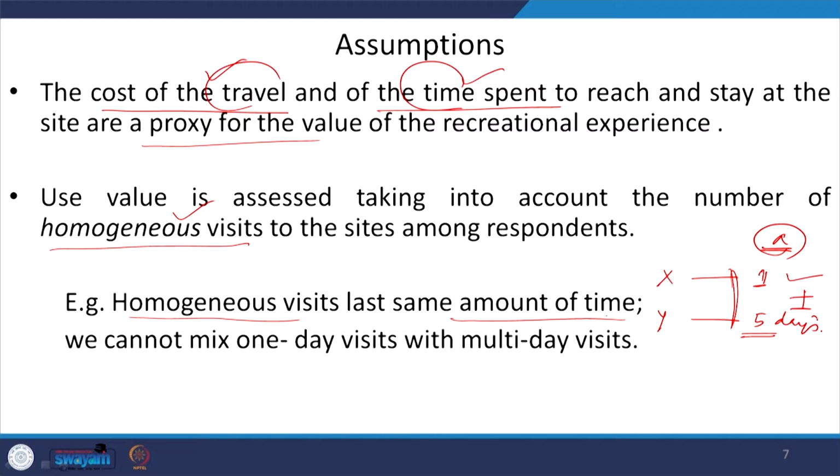So, in order to estimate the value of this particular recreational site, we cannot mix the number of visits with respect to homogeneous visits and heterogeneous visits. We need to only take into account the homogeneous visits. So, whosoever is spending only one day at this site, we are taking into account for our analysis only. We cannot mix one day with multiple days visit for modeling the travel costs here.